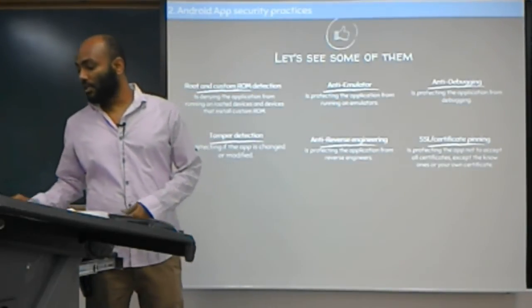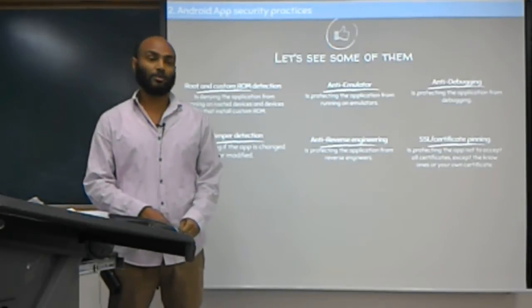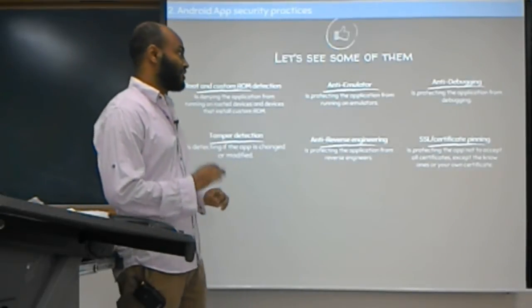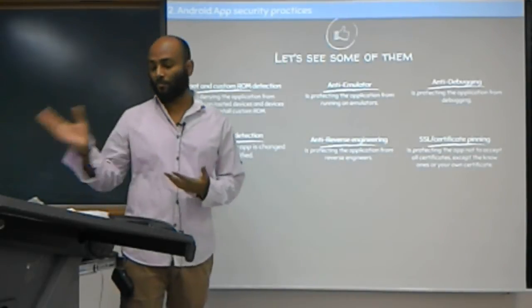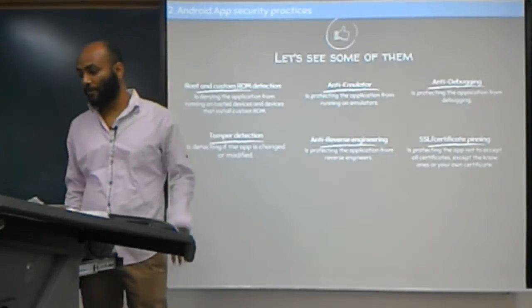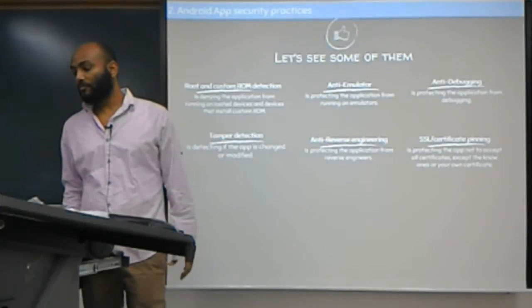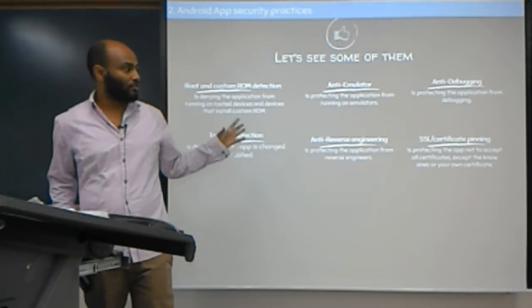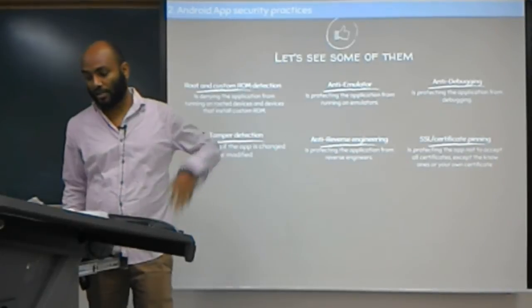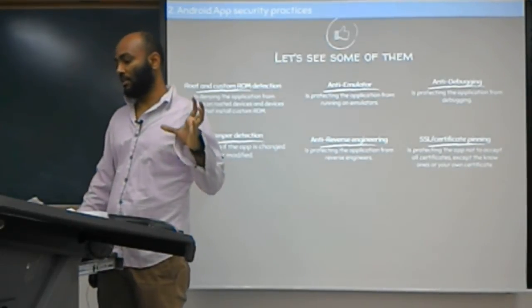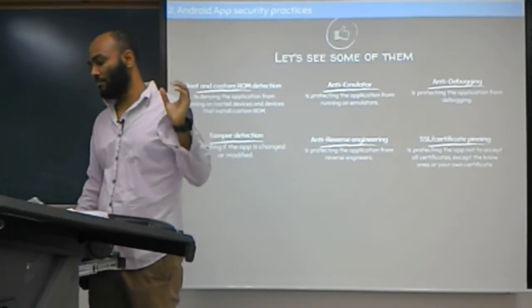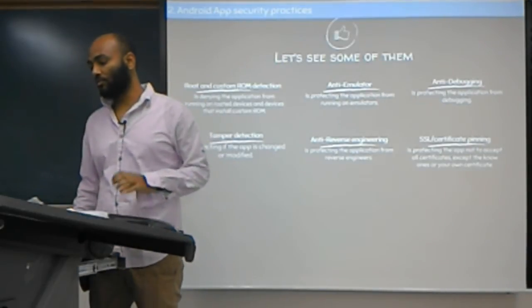And the third one is anti-debugging. As you know, developers should disable the debugging capability of the application when they release it or post it on Google Store. But there are ways to disable it and enable it back again. So we have to make sure that the attacker didn't enable it.